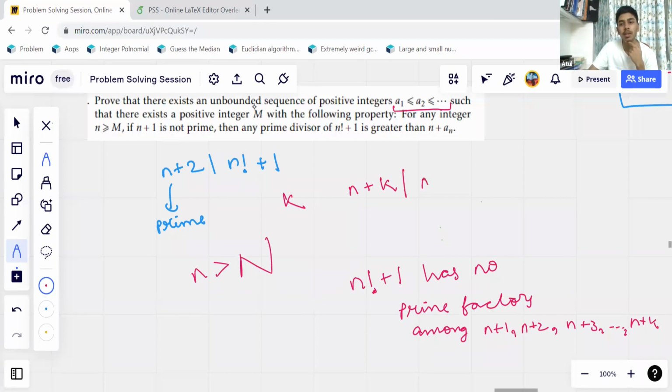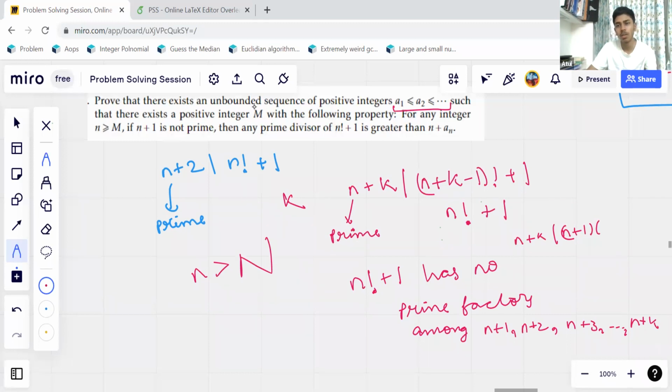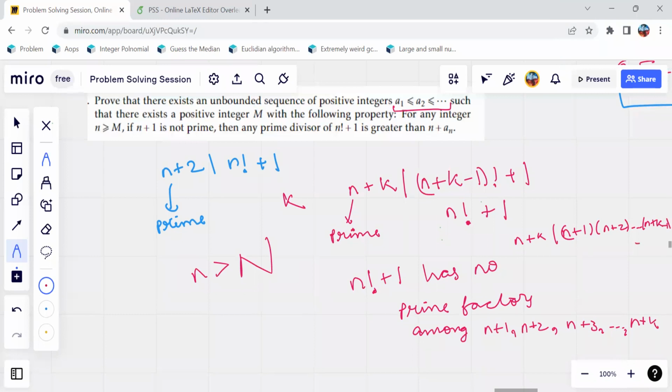Okay, in general, we know n plus k is going to divide n plus k minus 1 factorial plus 1 by Wilson's theorem, if this is prime. But we are also told it divides n factorial plus 1. So this implies n plus k divides, what is it? n plus 1, n plus 2, until n plus k.